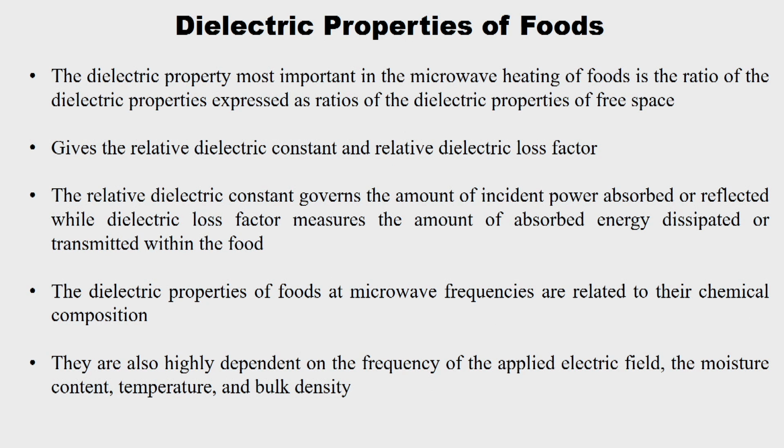Okay. So, the dielectric properties of the food, right. The dielectric property most important in the microwave heating of the food is expressed as the ratio of the dielectric properties of the material to those of free space. The dielectric property of the particular material to the dielectric property of free space gives the relative dielectric constant and relative dielectric loss factor. This is nothing but epsilon dash, and the dielectric loss factor is nothing but epsilon double dash.